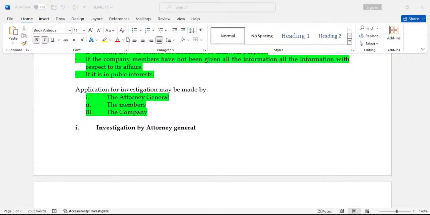So it can be creditors, it can be members of the company, it can be the attorney general. You have to remember, those are the parties who can petition for compulsory liquidation. The same case here, we also have petitioners. Under company investigations, the petitioners are the attorney general, the members, and the company itself, maybe through a company meeting resolution.